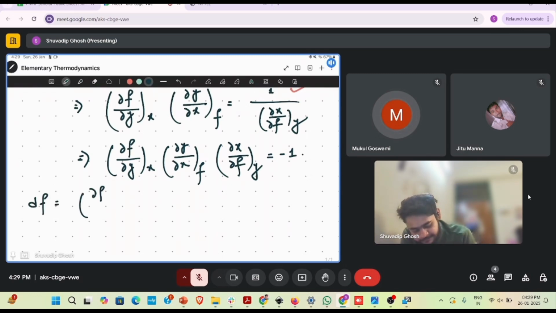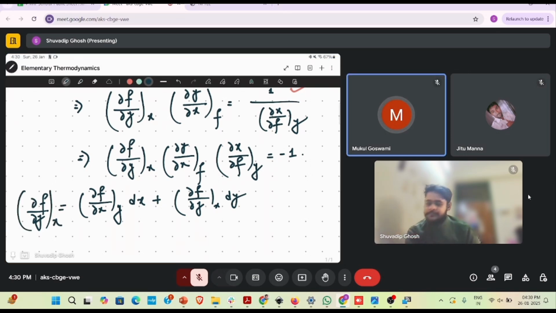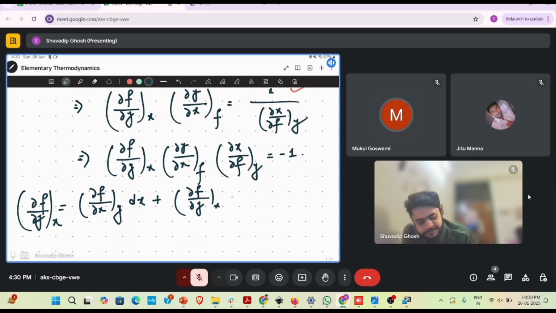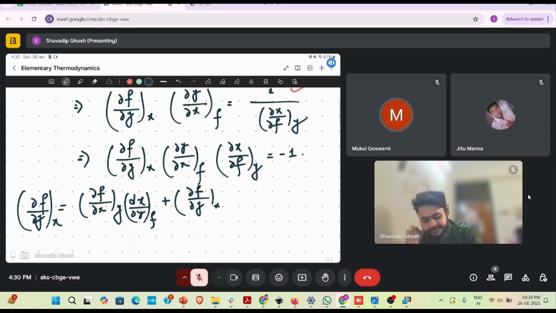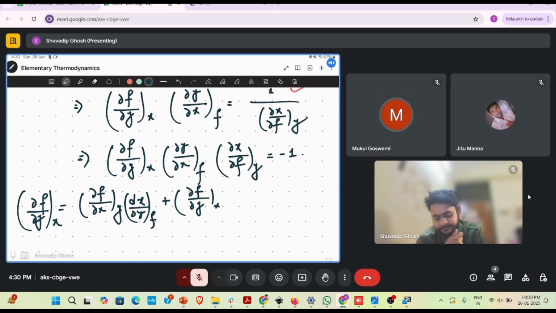So df was our del f del x at y dx plus del f del y at x dy. Now just divide this. When you divide it by dy, it will be a partial derivative automatically. Yes. And this will not be there right now, and here dy will become. Is it clear? Yes. When this will come, the f will be fixed. Why is f fixed? Because this is overall a cyclic process. Clear? Yes. So now just rearrange this equation, then you will get this. When you rearrange this, then from there you can get this.